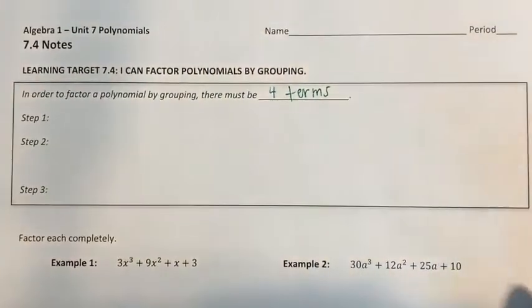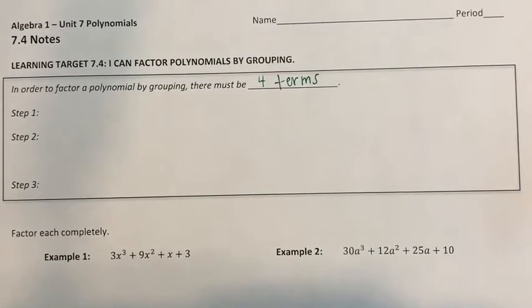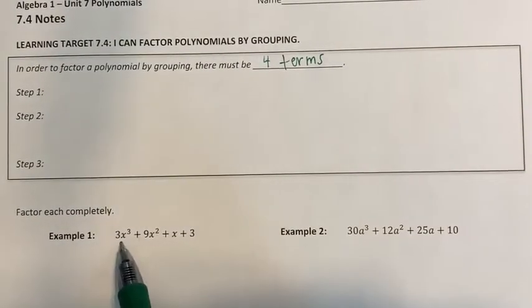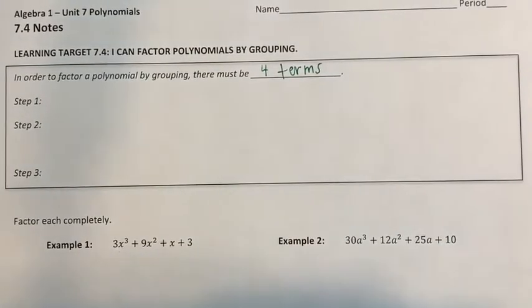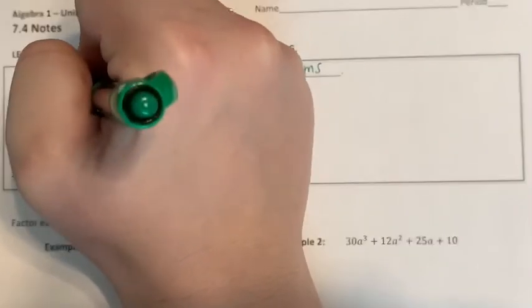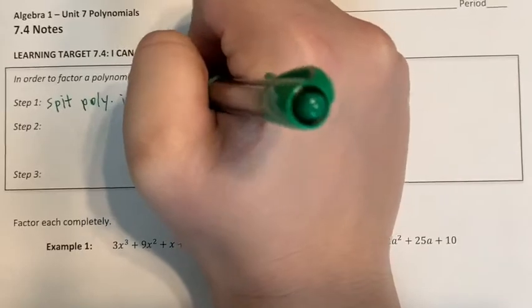Meaning when you look at today's notes, we're just going to do the front side today. So we have 4 examples and 4 U-tries. And you'll notice that every single problem has 1, 2, 3, 4 terms. So our first step today will be to split our polynomial into 2 groups. And I'm going to abbreviate polynomial as poly. Split poly into 2 groups.